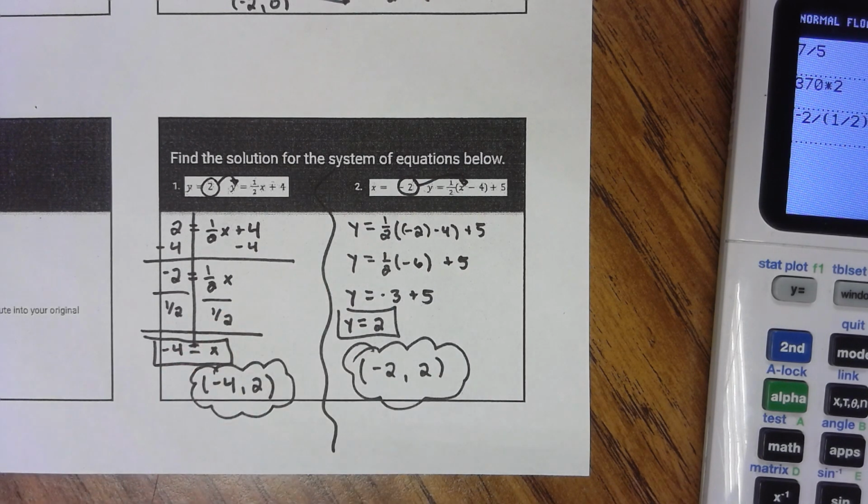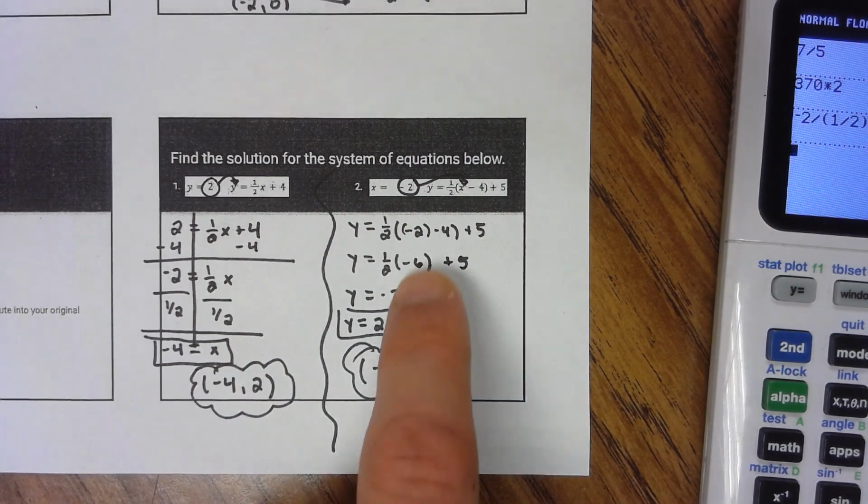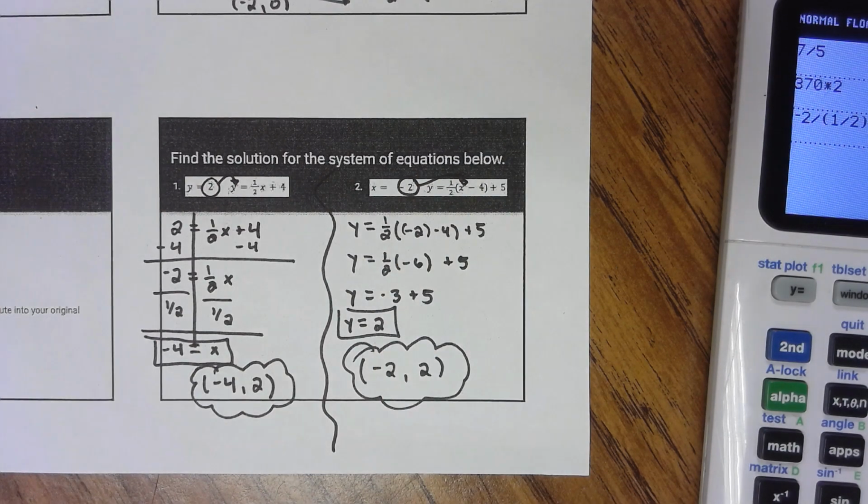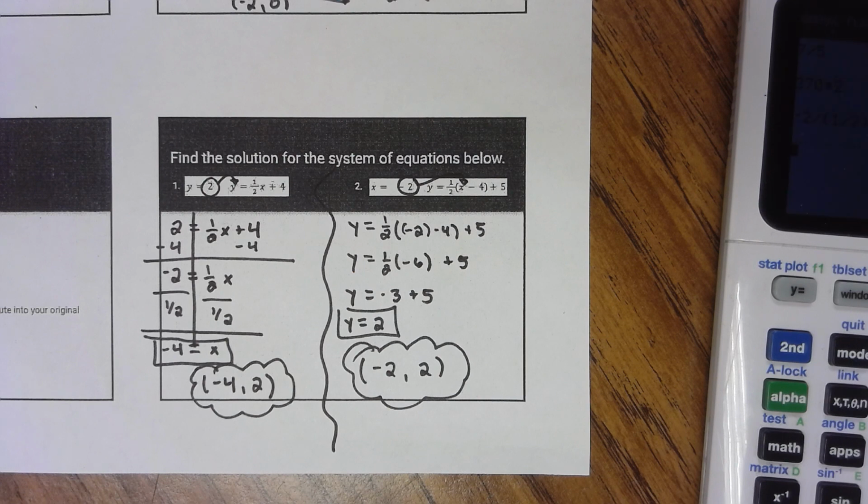All right, number 2. When I substitute, and again, now I'm substituting for x. So it's not the y that's changing, it's the x, and I'm solving for y. You want to consider your order of operations, right? Grouping symbols, we have those. So I'm going to do -2 minus 4 first. That gives me -6. Then I'll take that -6 and multiply it by 1/2, which is -3, and then add 5, and I get y equals 2. Solution being -2, 2. Okay. And questions on number 2 here?